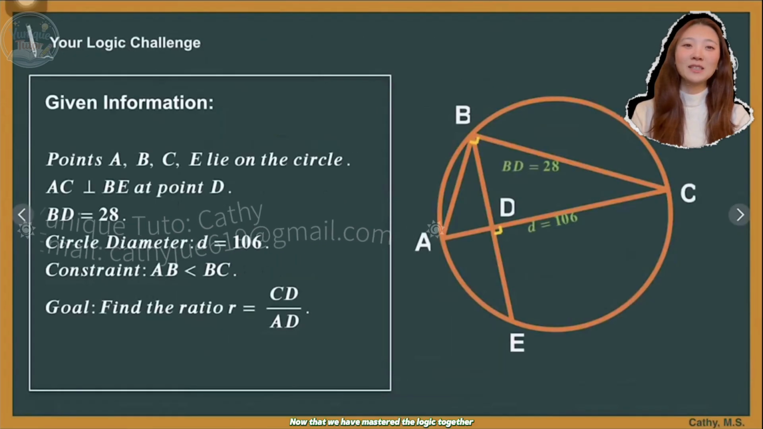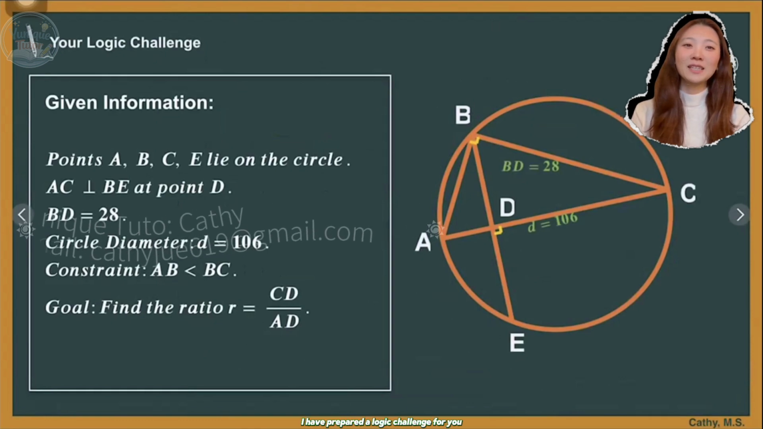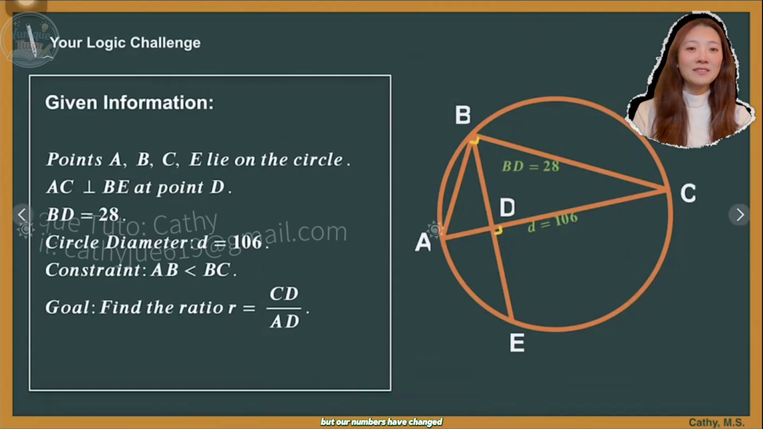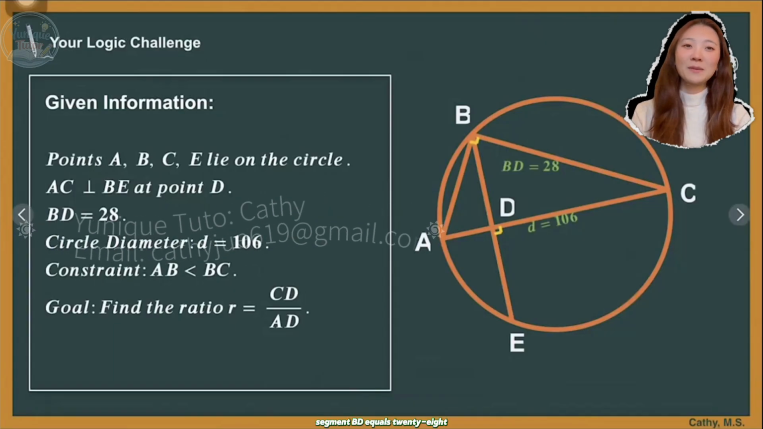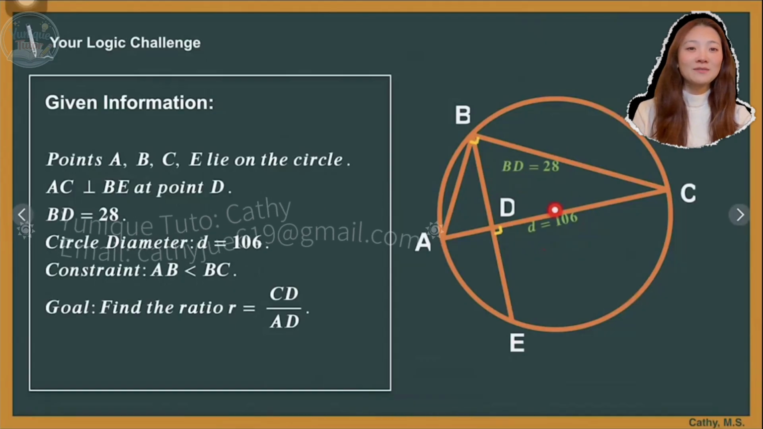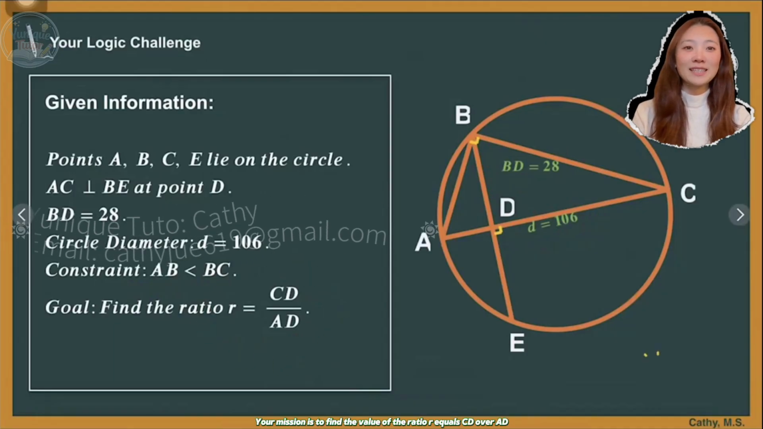Now that we have mastered the logic together, it is time for your final exam. I have prepared a logic challenge for you. The geometric structure is exactly the same, but our numbers have changed. This time segment BD equals 28 and the diameter of the circle is 106. Do not forget our North Star. Segment AB must be less than segment BC. Your mission is to find the value of the ratio R equals CD over AD.